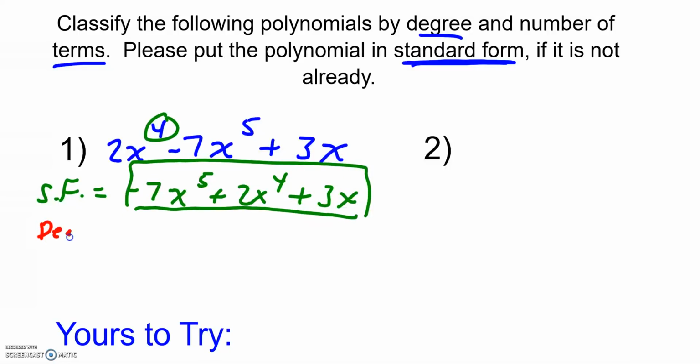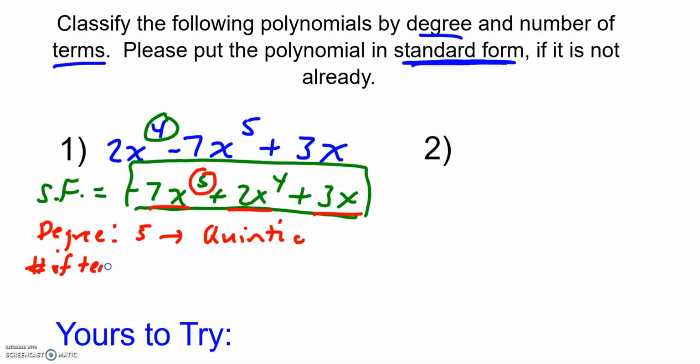And if you were going to continue and name this polynomial based on the degree, the highest degree that I see is 5, and the vocabulary word that goes with that is a quintic type of polynomial. If I continued with number of terms, we have 1, 2, 3 terms all separated by a plus or minus. So because I have 3 terms, this is called a trinomial. So in the end, if I asked you to classify this, you would call it a quintic trinomial.